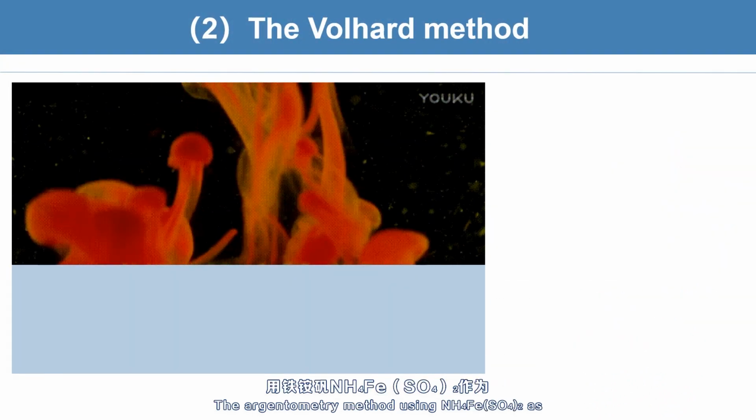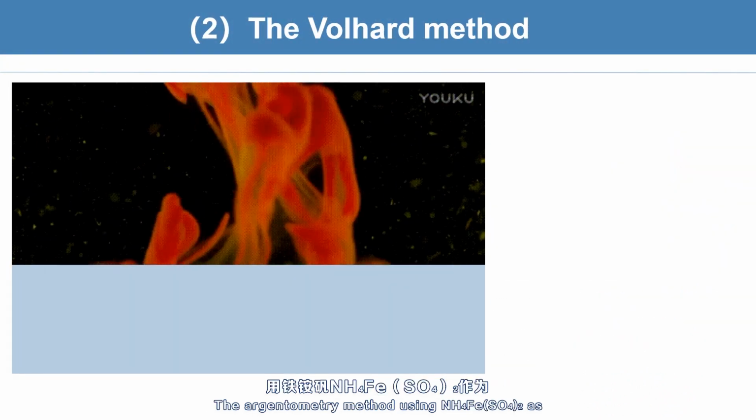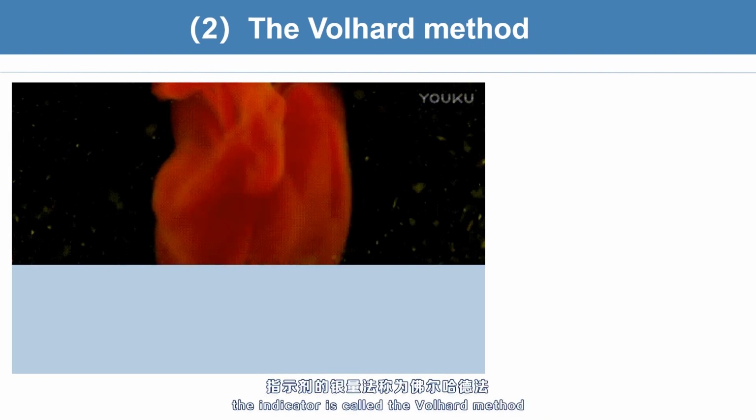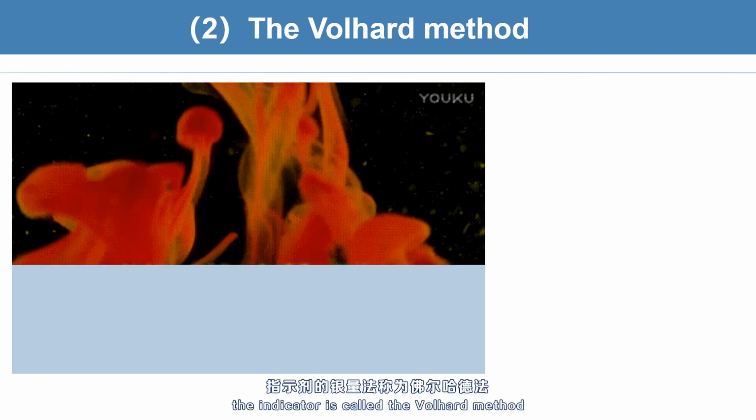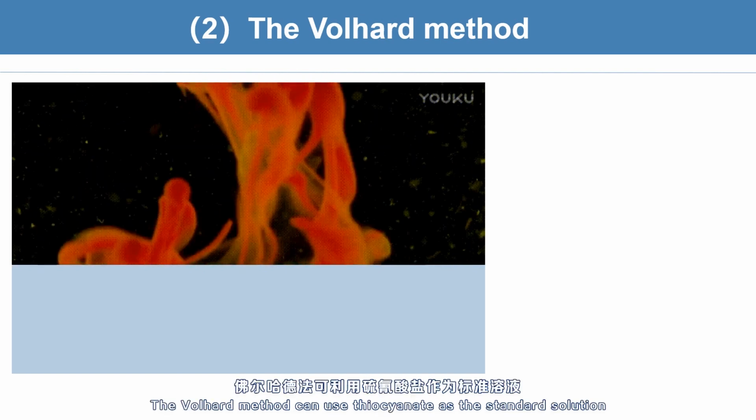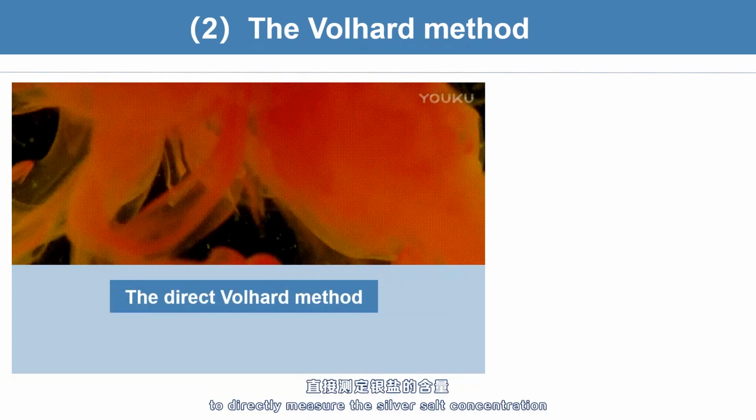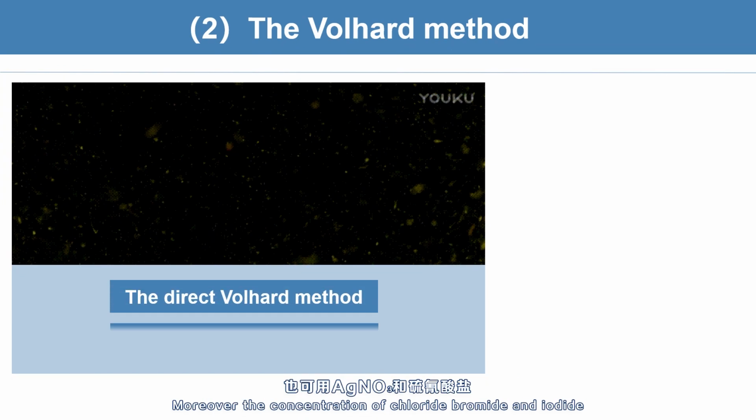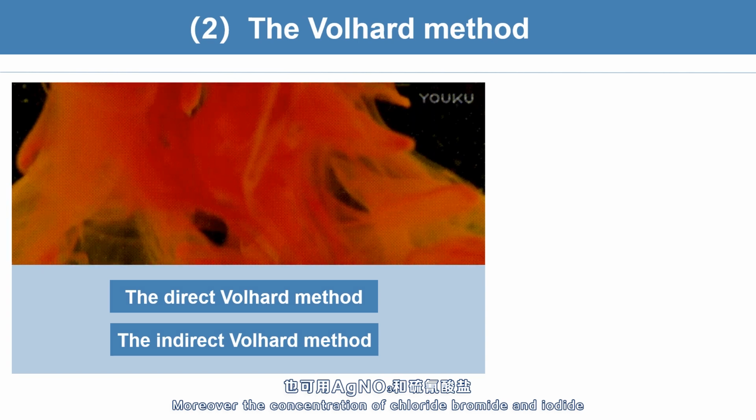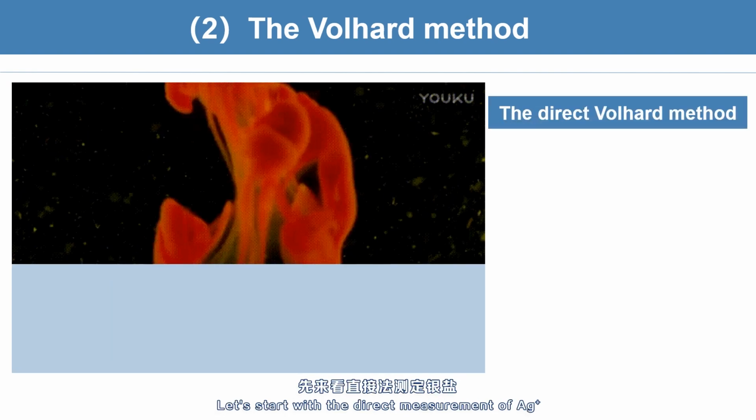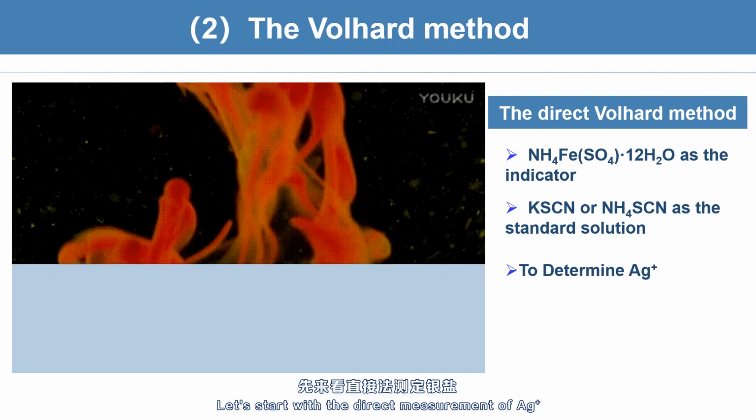The argentometry method, using ferric ammonium sulfate as the indicator, is called the Volhard method. The Volhard method can use thiocyanate as a standard solution to directly measure the silver salt concentration. Moreover, the concentration of chloride, bromide, and iodide can also be determined indirectly by using both silver nitrate and thiocyanate as standard solutions. Let's start with the direct measurement of silver.